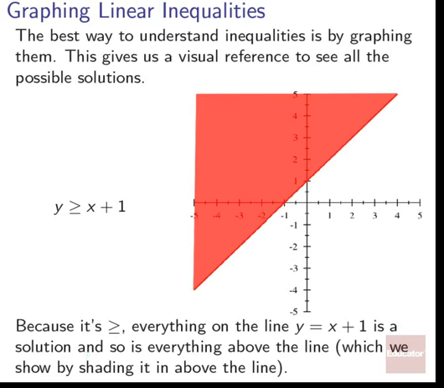So for example, if we had y greater than or equal to x plus 1, we could graph it like this. Because it's a greater than or equal to, everything on our actual line is allowed as a solution because y equals x plus 1 is going to be true by greater than or equal. That or equal means we can have equality. The line itself will be true. But then in addition to that, everything above the line is also going to be true. Everything in here is going to wind up being true.